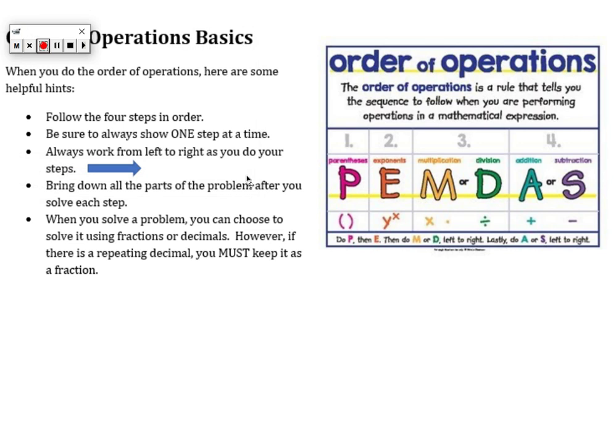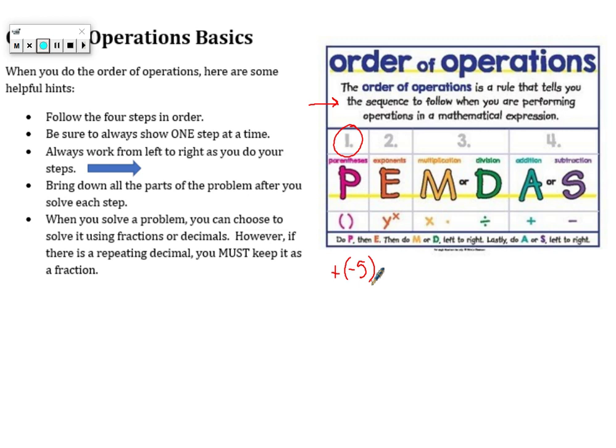Today, we're going to revisit the order of operations. As you are aware, the order of operations is a rule that tells you the sequence to follow when you are performing operations in a mathematical expression. The first thing that you do is you solve anything inside of parentheses, as long as there's an operation to solve. Sometimes, remember, parentheses can be involved just to show a separation between a plus sign and a negative sign.